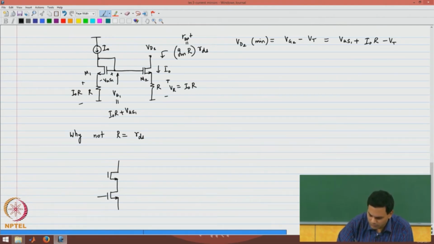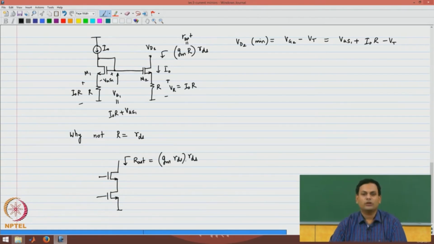If I look at this R out of this circuit, this is clearly going to be GM RDS times RDS, which is going to be very large, hopefully much larger than the earlier number. What about the voltage here?